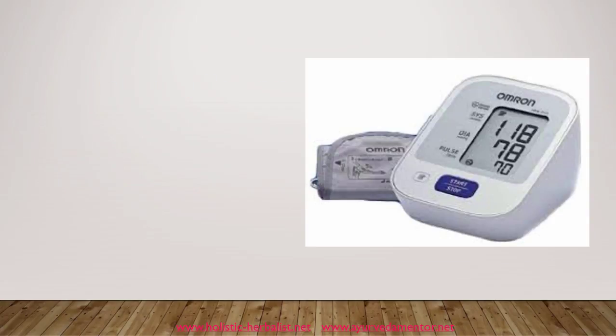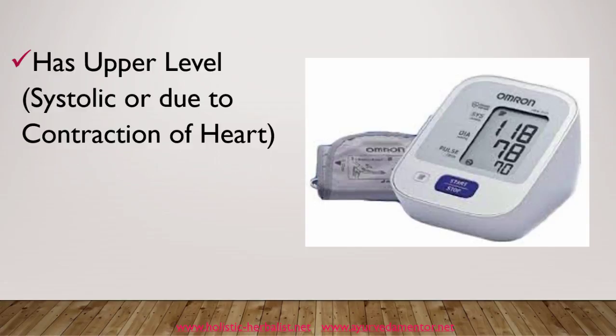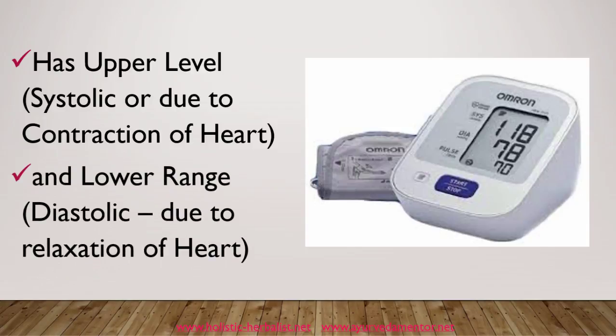When we measure our blood pressure, there are two readings. The upper one is called systolic blood pressure. It is due to the contraction of the heart, and the lower reading is called diastolic blood pressure. It is due to the relaxation of the heart.